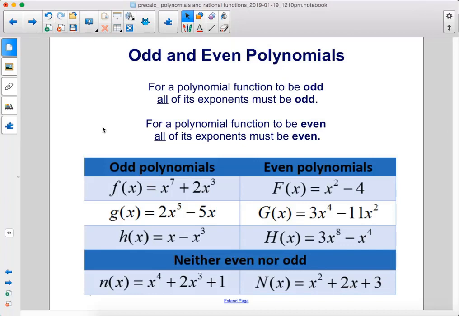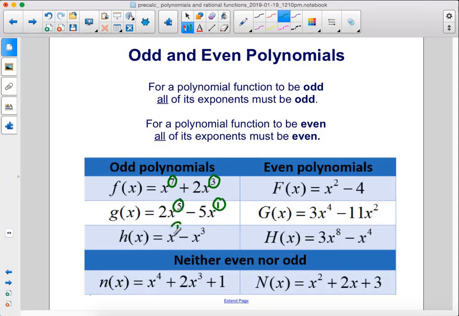For a polynomial function to be odd, all of its exponents must be odd. For a polynomial function to be even, all of its exponents must be even. Here are some odd polynomials. x to the 7th plus 2x cubed, so we have odd exponents. 2x to the 5th minus 5x to the 1st, 5 is odd and 1 is odd. And here we have x to the 1st minus x cubed, 1 and 3 are both odd.